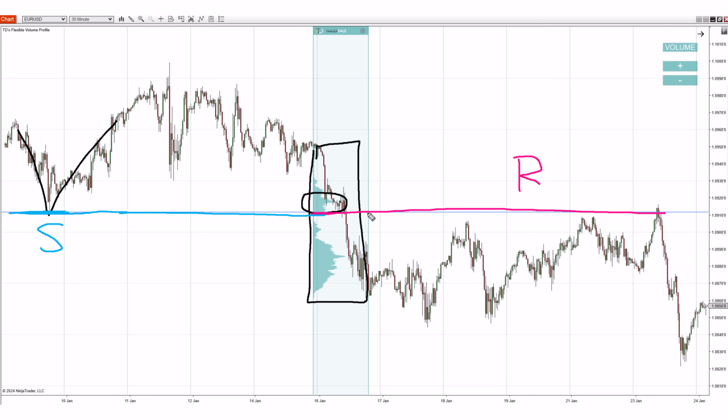So as I was saying, I like to place the level at the beginning of the heavy volume zone, which is in here, and this is the resistance. You just wait for the pullback and go short from there. Alright, so this is the bearish scenario.